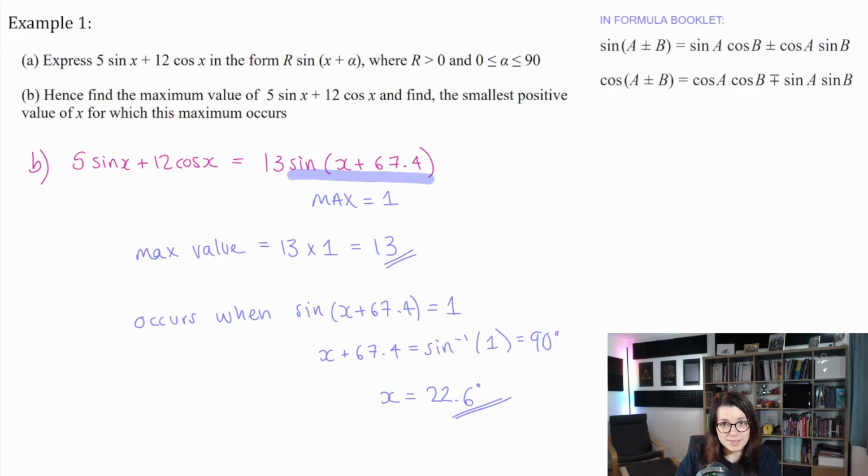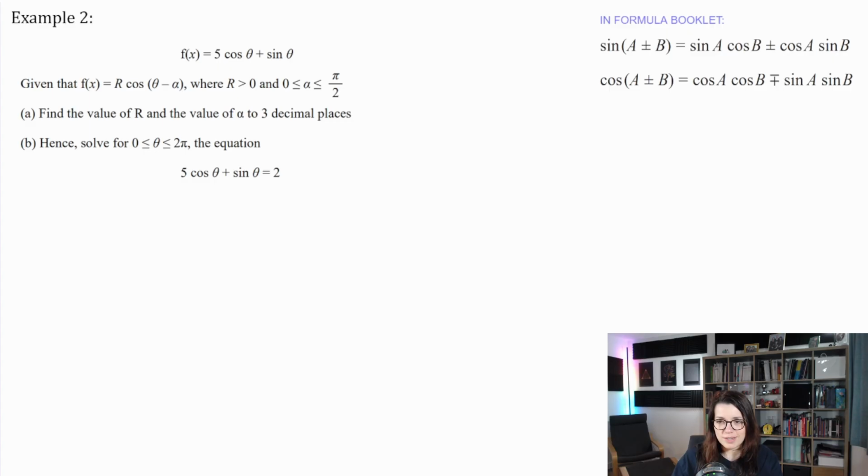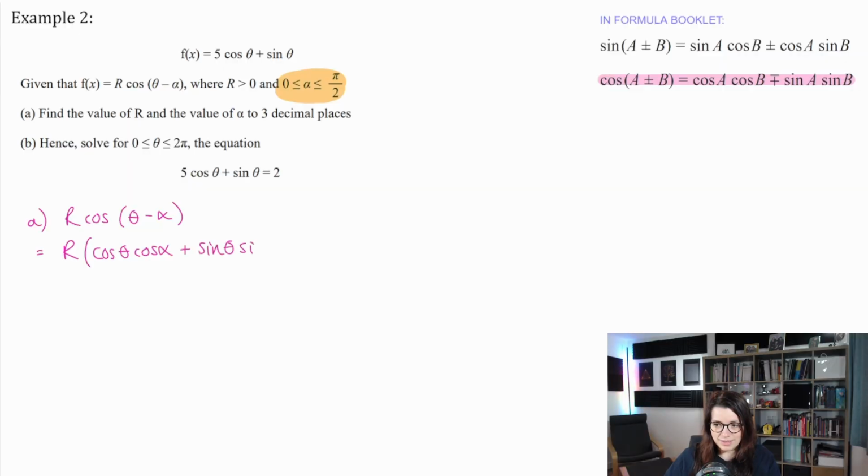Example 2. Here we have another function and we want to express it as r cos(theta minus alpha). We want the value of r and the value of alpha. This time we're in radians. I know that because I'm looking here and I see pi. So let's start by looking at the addition formula for cos this time and using that to write down r cos(theta minus alpha). Let's expand that out. So that would be r and then cos theta cos alpha plus sine theta sine alpha.